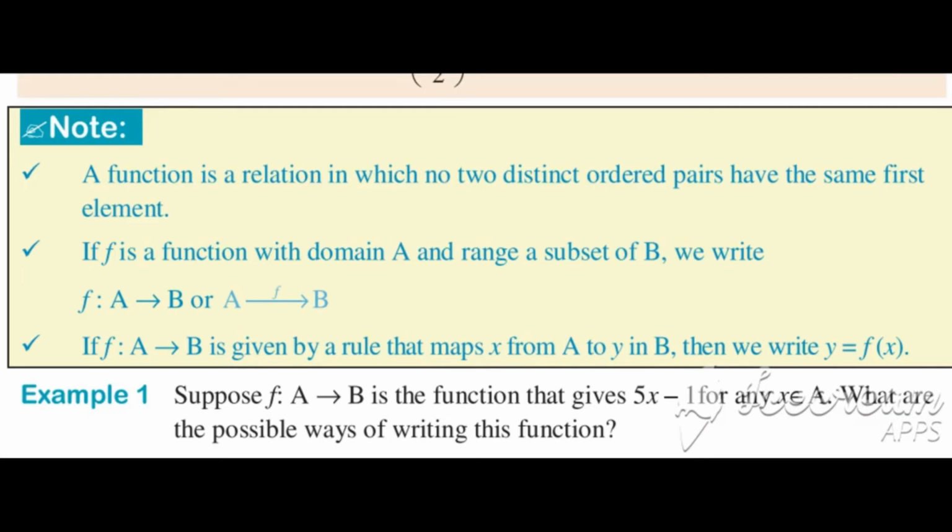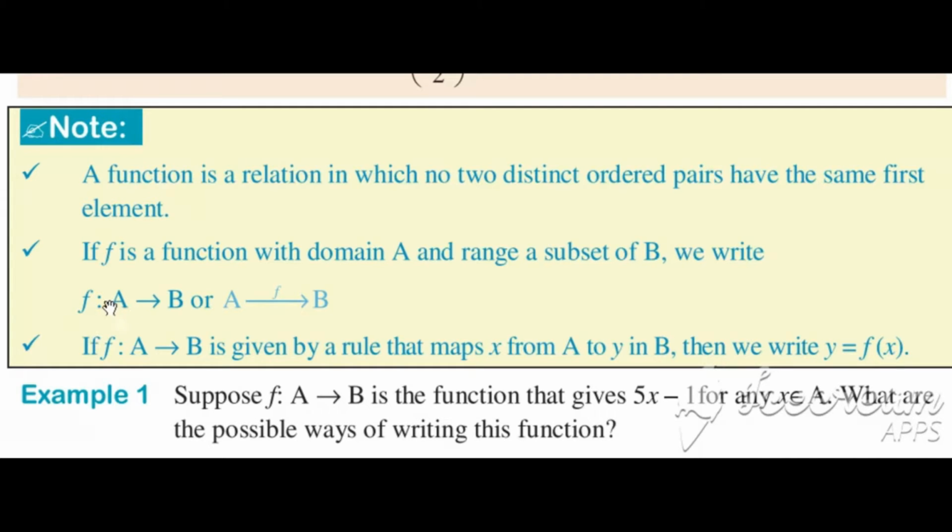Okay, when we see the general concept of function, a function is a relation in which no two distinct ordered pairs have the same first elements. That means if two distinct ordered pairs have the same first elements, that cannot be a function. A function is a relation in which no two or more distinct ordered pairs have the same first elements. If f is a function with domain A and range a subset of B, we write f from A to B.